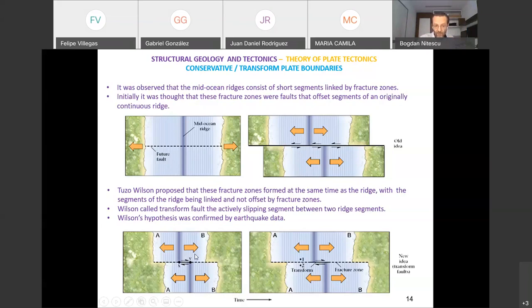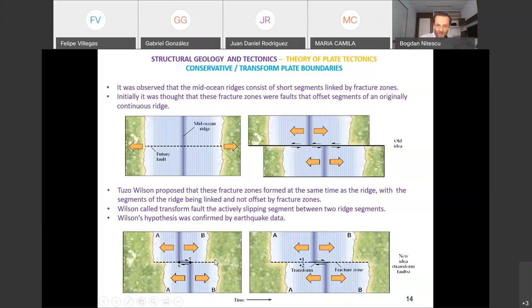So you see the movement is compatible. New lithosphere is generated here, and new lithosphere is generated here. They move past one another. But when they get to the points X and Y, they join with the other part of the lithosphere that moves in the same direction, and they are no longer active. They don't move relative to each other at different speeds. They go together. So it's just an inherited fracture zone. And this hypothesis of Tuzo Wilson was confirmed by earthquake data, which shows that the earthquakes are localized in this segment. Then the fault is no longer a fault. It's not active. It's a fracture, inherited from the active part.